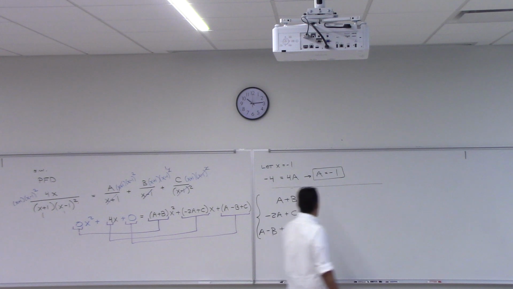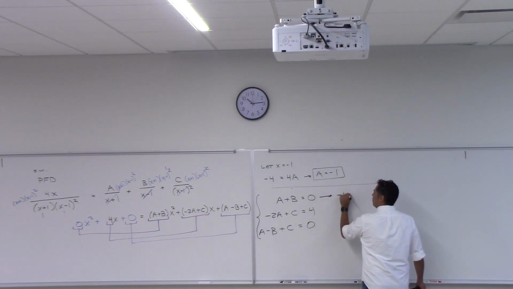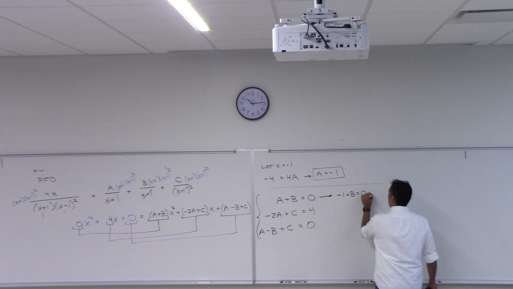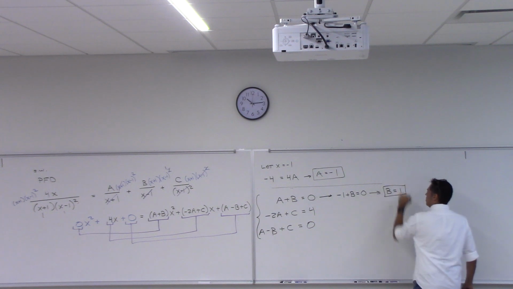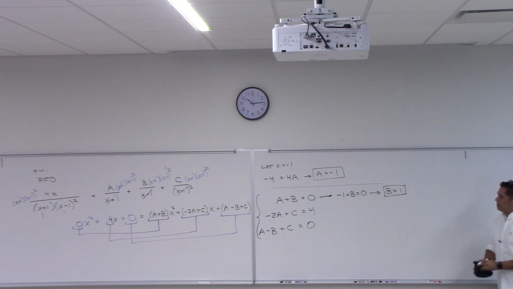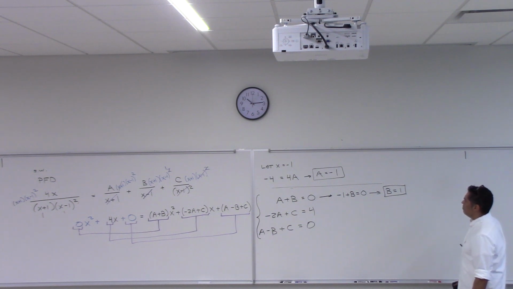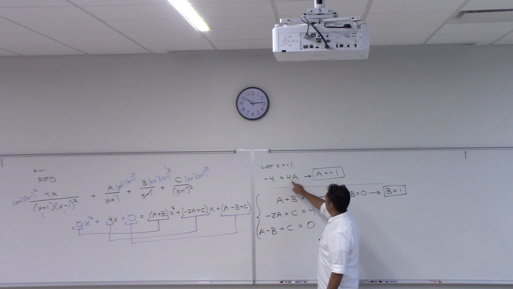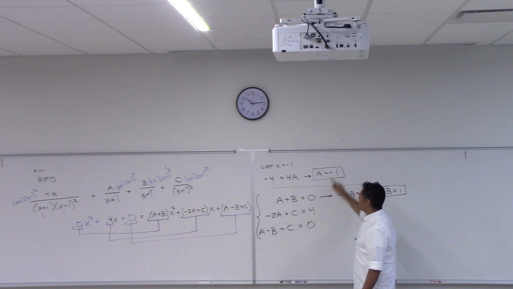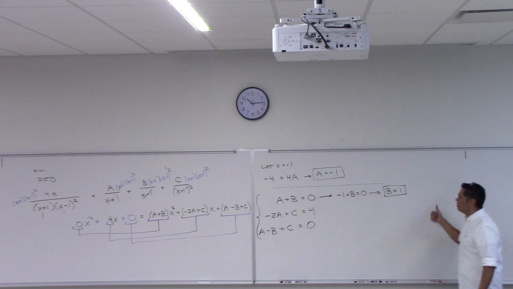Okay, so I know that A is negative 1. So what can this equation become? Negative 1 plus B is 0. And what does that tell you? B is 1. So now I know what B is. And wait, no, A is negative 1, I think, right? Yeah. A is negative 1. So negative 1 there, add 1 to both sides. Yeah? Okay. So B is 1.